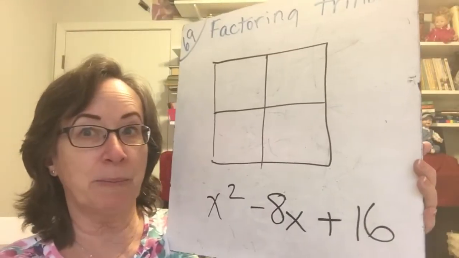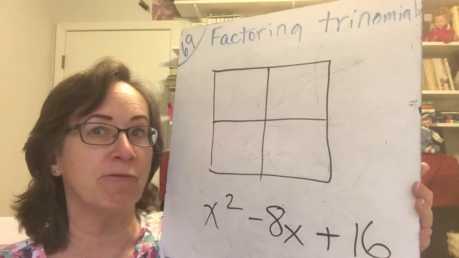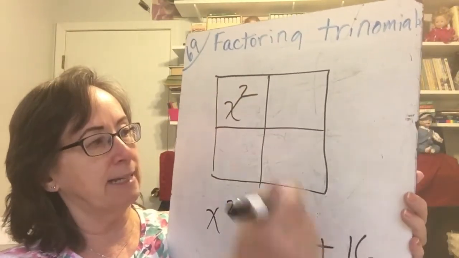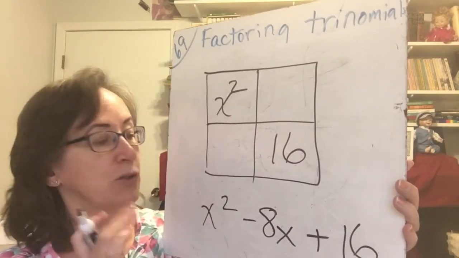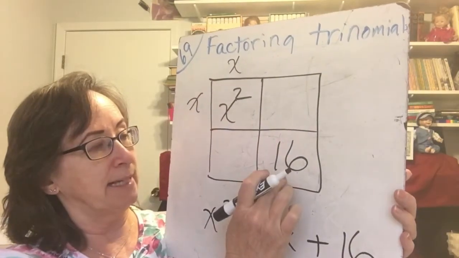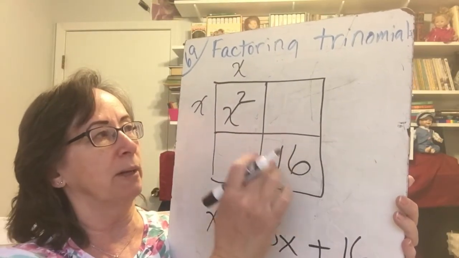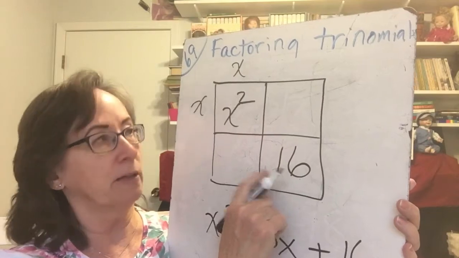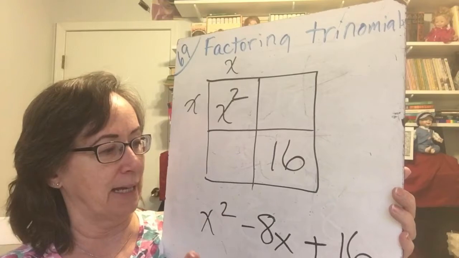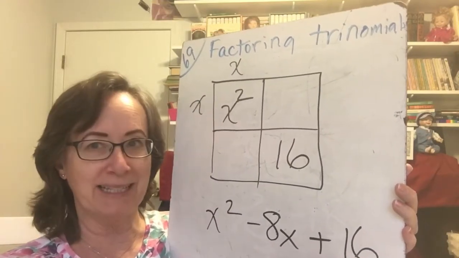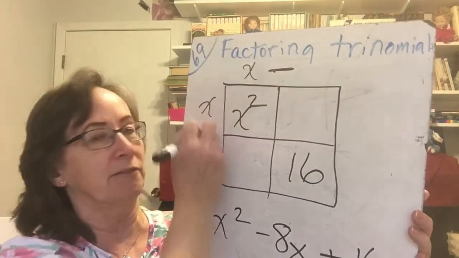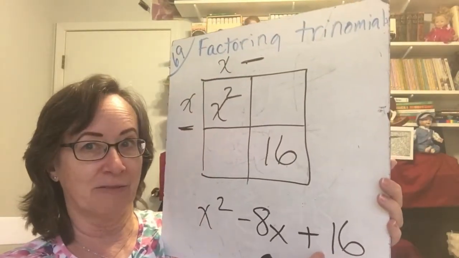Okay, so we have another problem that we're going to do, and we're going to use it first with the boxes. So I know x squared goes here, and 16 goes here. So that means that the x squared will be the x times the x. And the 16, we don't know what it is, but we know that it's positive. So this middle term is negative though, so that means something has to be a negative. But if that's negative and that's positive, guess what it means? It means I have a negative times a negative to give me a positive over here.